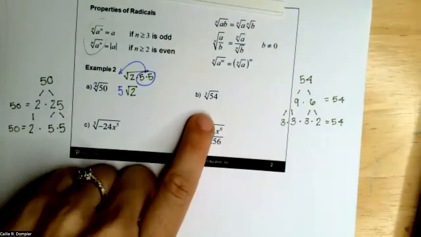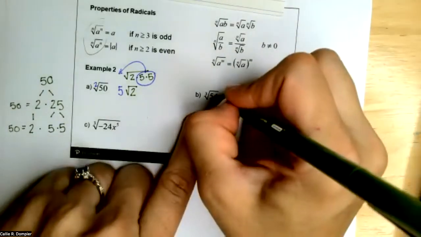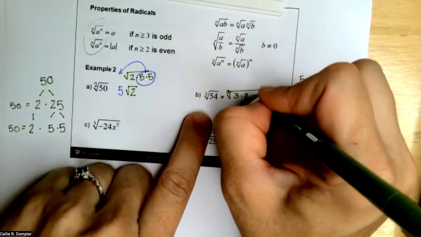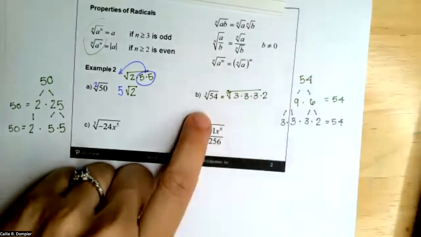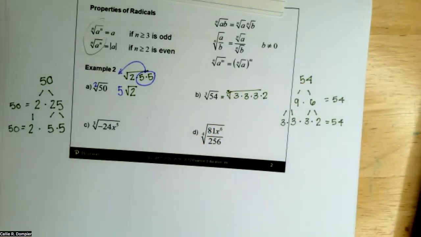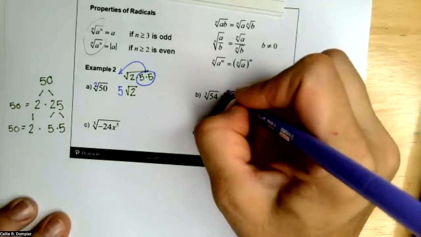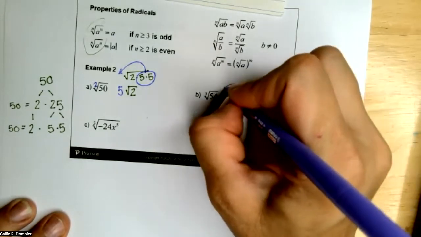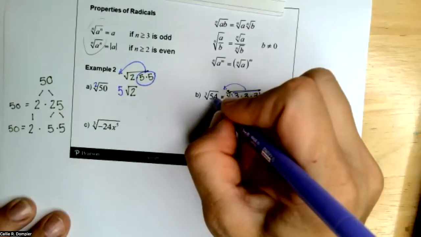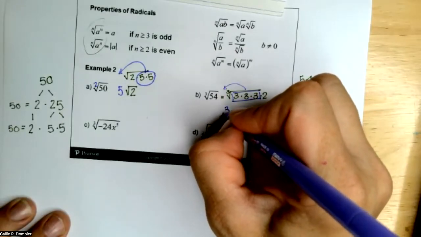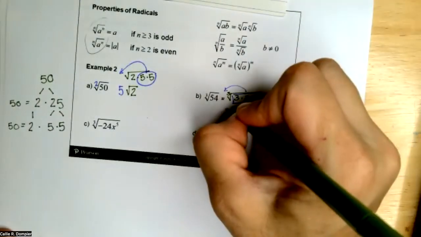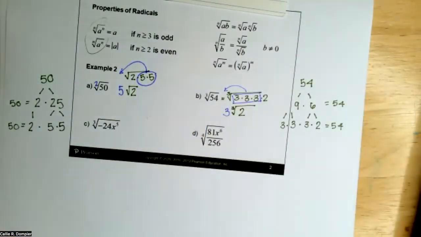Good. So the cubed root of 54 is the same as the cubed root of 3 times 3 times 3 times 2. Because this is 3, I need 3 of the same number. So the cubed root of 54 is the same as 3 times the cubed root of 2.